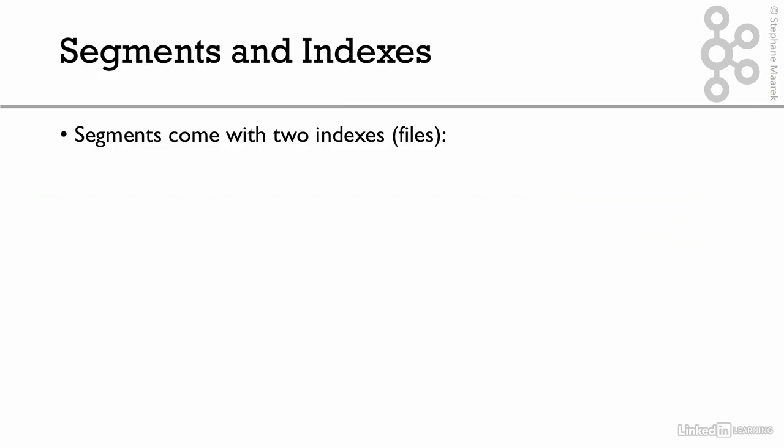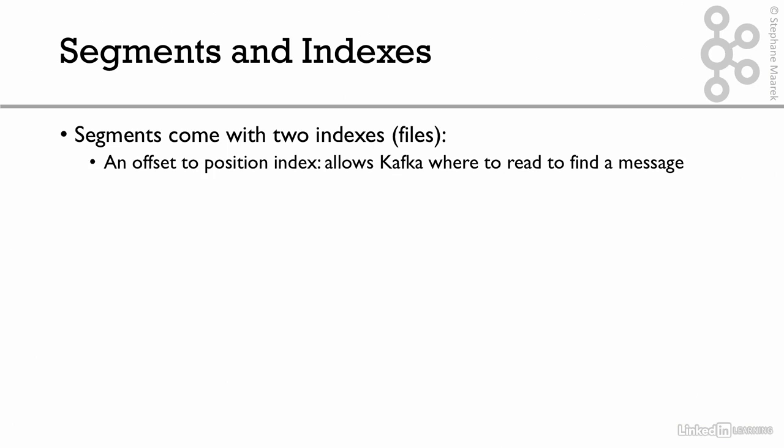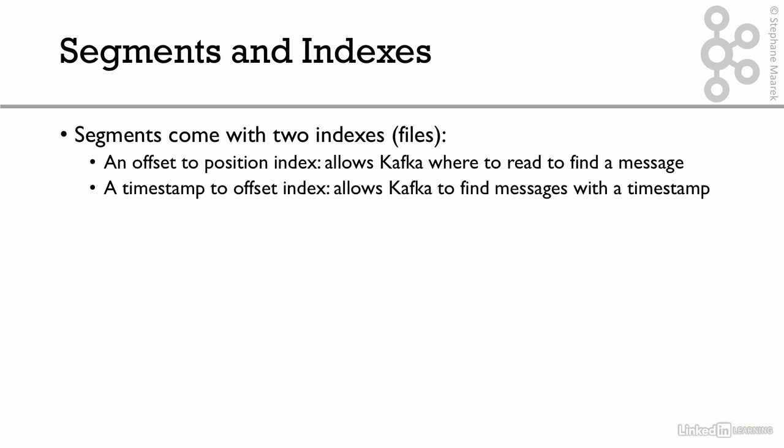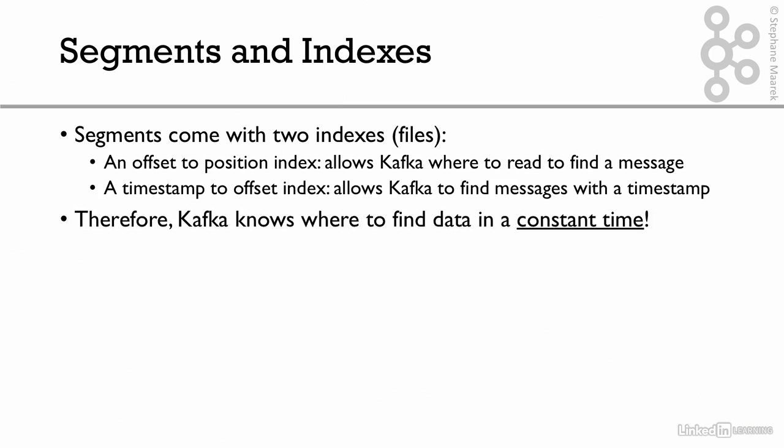First of all, segments also come with two other files, which are called indexes. The first index is an offset to position index, which allows Kafka to understand where to find a message in a segment. And then there's a timestamp to offset index, which allows Kafka to find messages with a timestamp. Therefore, Kafka knows where to find data in constant time. And from where it finds data, it starts reading in sequence all the rest of the offsets in the log, okay? So Kafka is not good for random reads and random writes. It's just good for sequential.